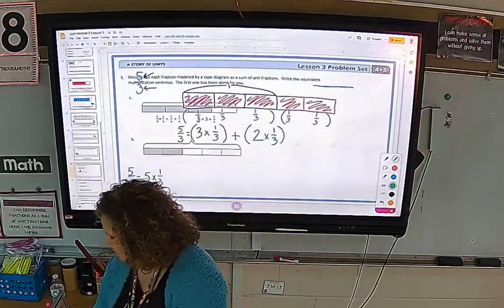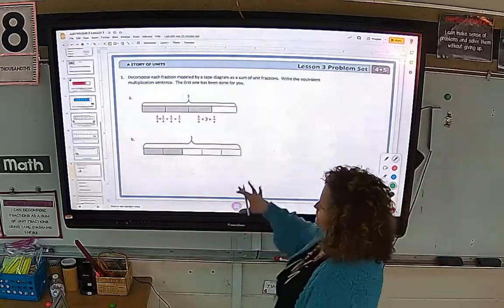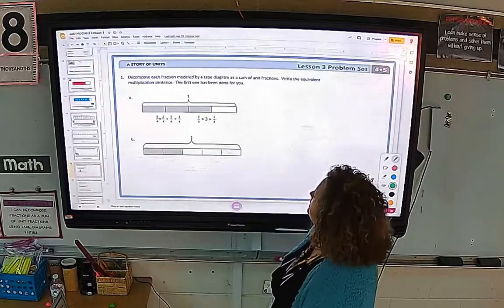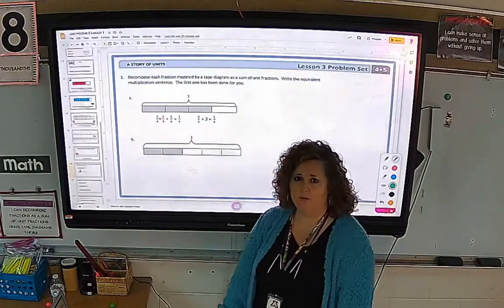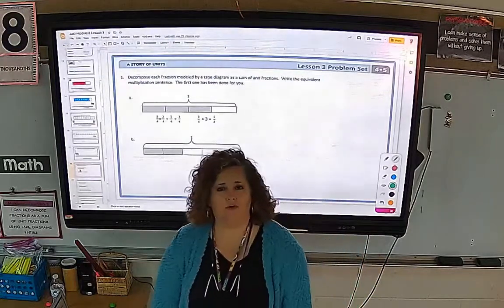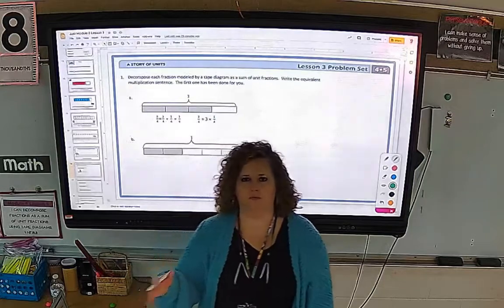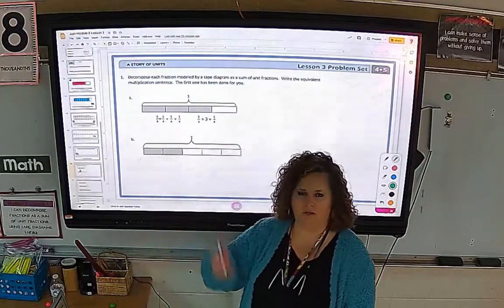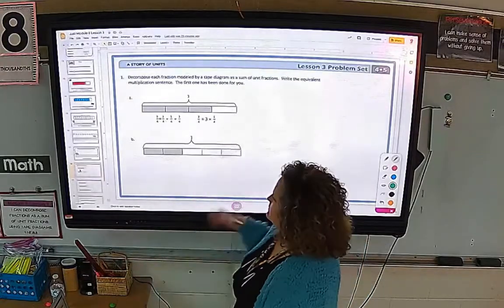Okay. All right. Let's erase that. And this is problem set for Lesson 3 right here. And we're going to work these together. If you would like to try them on your own and you want to stop the video, read the directions for yourself, or just listen to the directions and then stop the video, you can do that and then turn it back on and check your answers. That's fine too. But here we go.